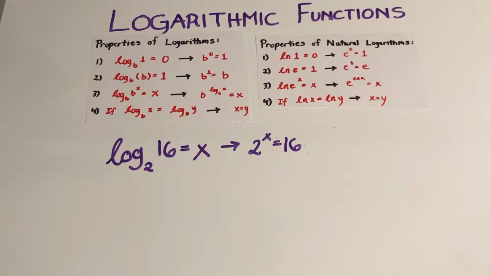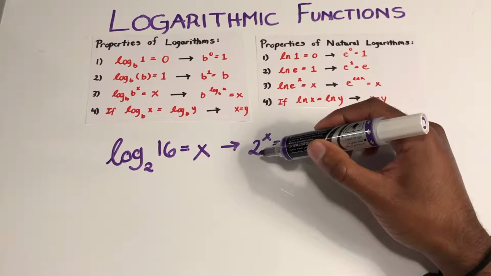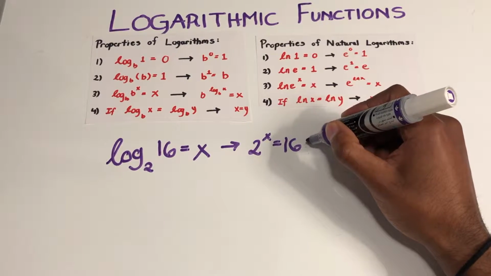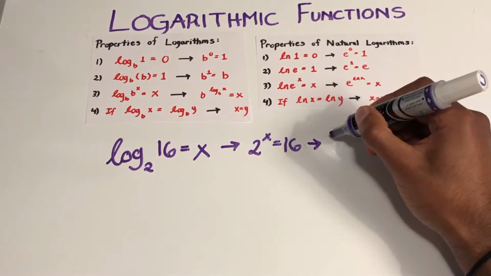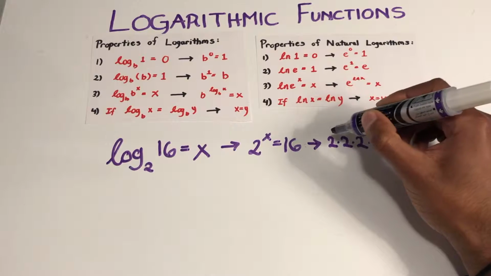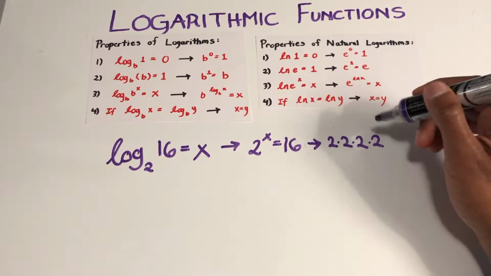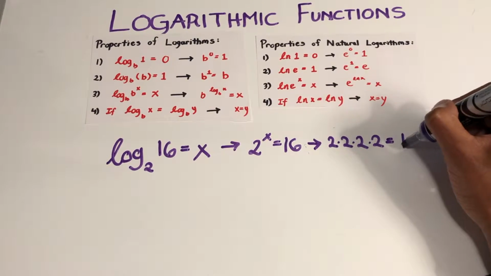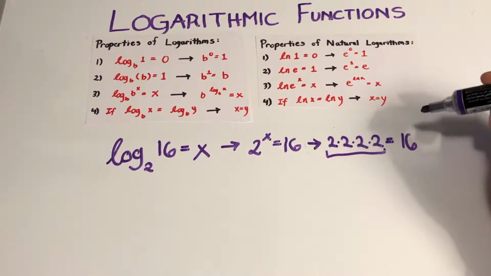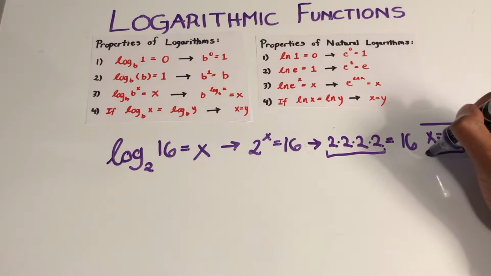Now, how many times do I need to multiply 2 by itself to get 16? Well, one thing you can do is just write it out. We have 2 times 2 times 2 times 2. 2 times 2 is 4, and then we have another 2 times 2, which is 4. 4 times 4 is 16. So that's just going to give us 16. Notice we multiply 2 by itself 4 times. Therefore, x is equal to 4. And that's our answer.